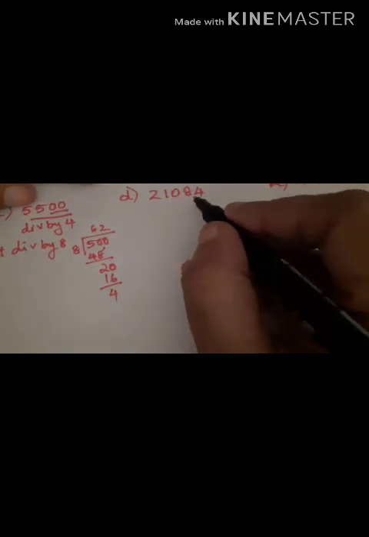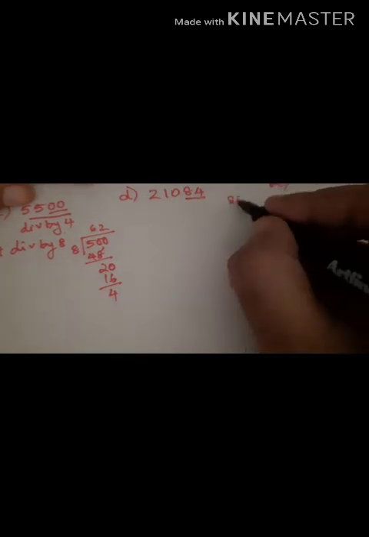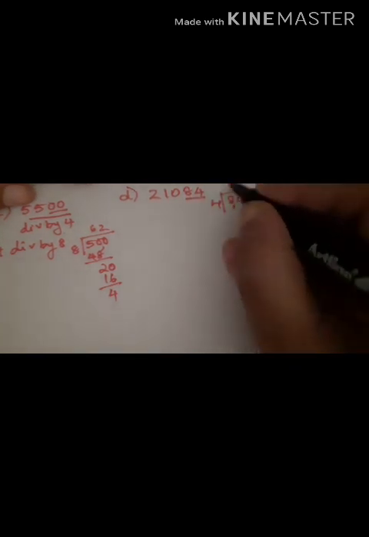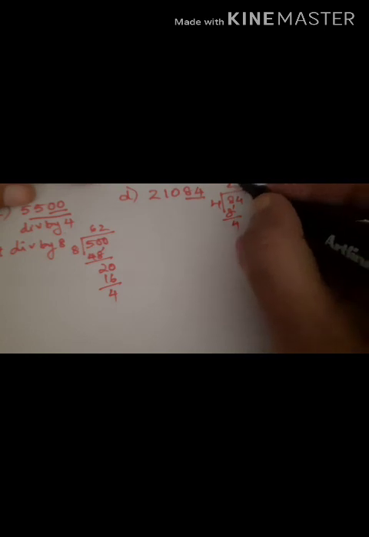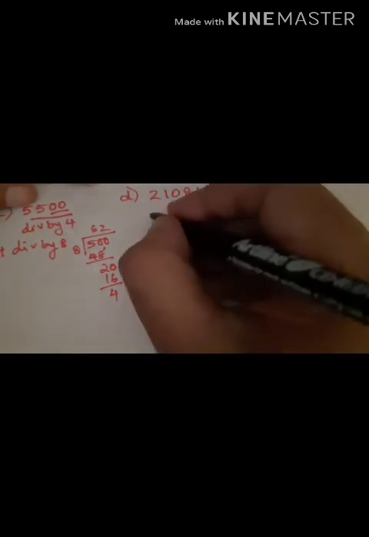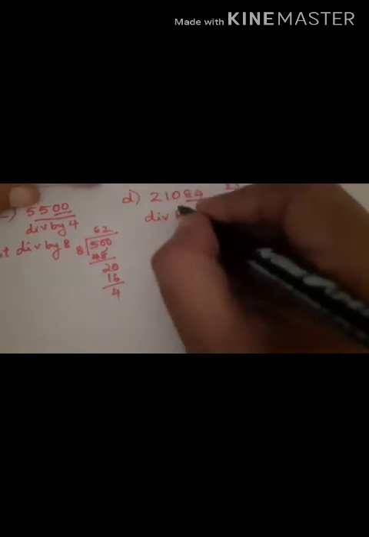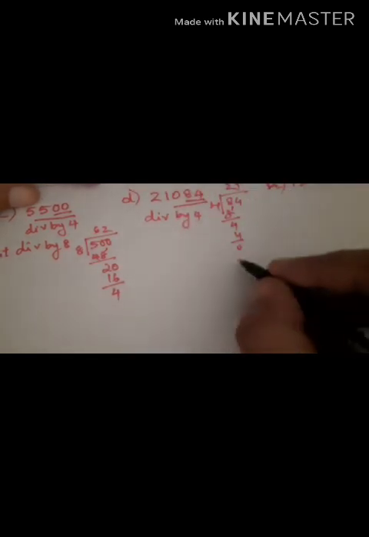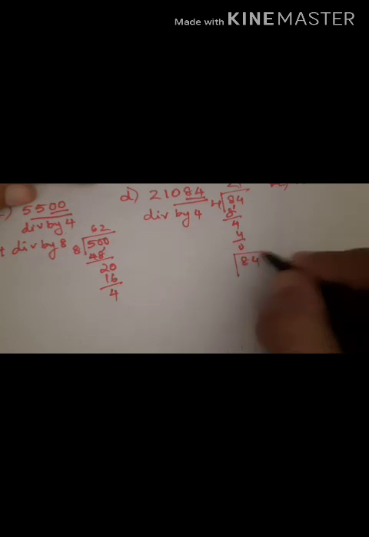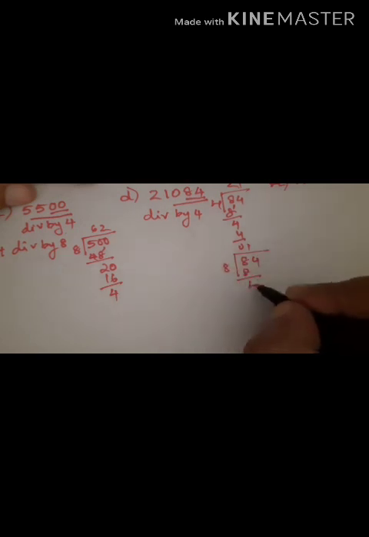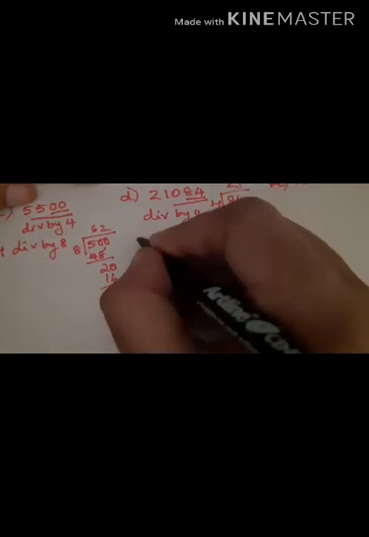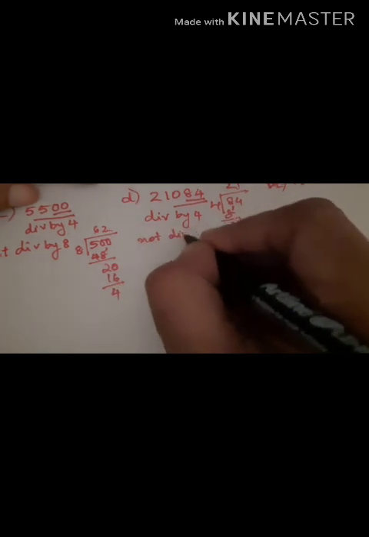21,084. Here, to check the divisibility of 4, you take the last 2 digits, that is 84. You divide 84 by 4: 2 times 8, then 4, 1 time. Okay, so this is divisible by 4. To check the divisibility by 8, take the last 3 digits, that is 084, 84 itself. So divide by 8, remainder 4. So it is not divisible by 8.